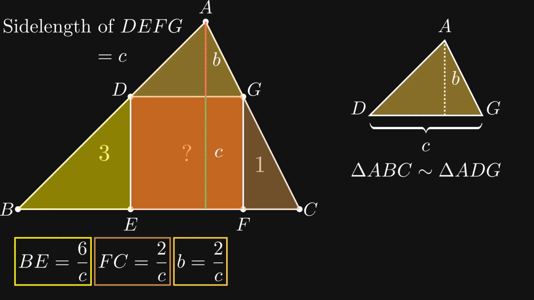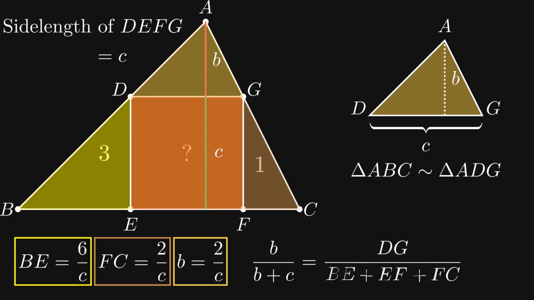Since the triangles are similar, the ratio of the altitudes B and B plus C must be equal to the ratio of the corresponding sides. We need to find two other sides in terms of C. We know that segment DG has a length of C, and BC is the sum of BE, EF, and FC, all of which we can express in terms of C. So the ratio of B to B plus C must be equal to the ratio of DG to BC.